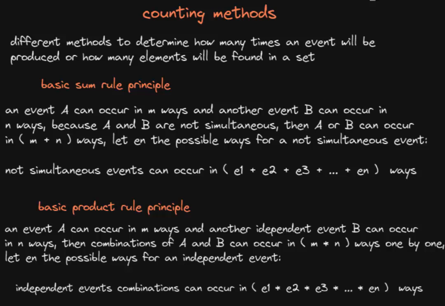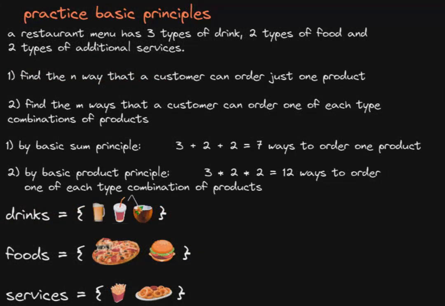From common sense, the starting point is considering events in daily life that are not simultaneous. Events like A that occurs in, let's say, m possible ways, and B that occurs in n possible ways. There will be m plus n possible ways to produce A or B. Remember the OR operator. Now, if these two events are very related, there can be a product of m and n ways to produce A and B. Remember the AND operator. Let's clarify this concept with an example.